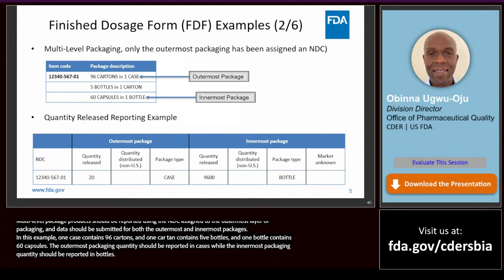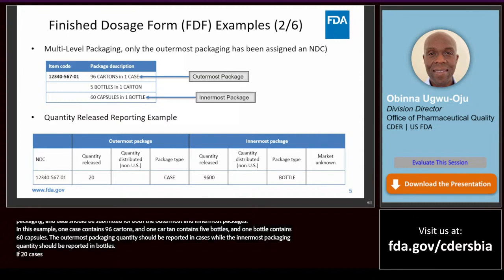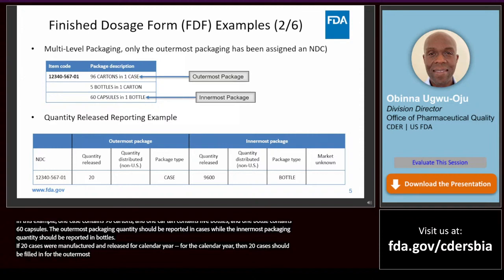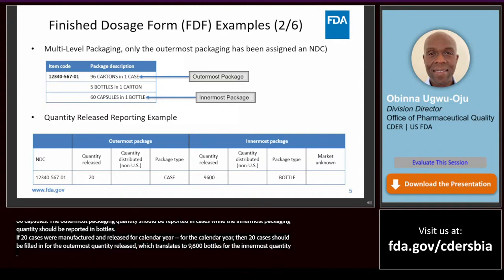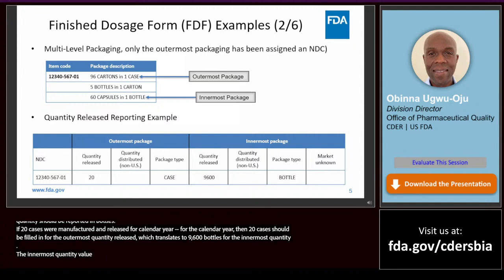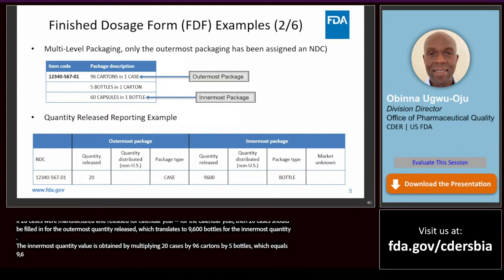If 20 cases were manufactured and released for the calendar year, then 20 cases should be filled in for the outermost quantity released, which translates to 9,600 bottles for the innermost quantity. The innermost quantity value is obtained by multiplying 20 cases by 96 cartons by 5 bottles, which equals 9,600 bottles.